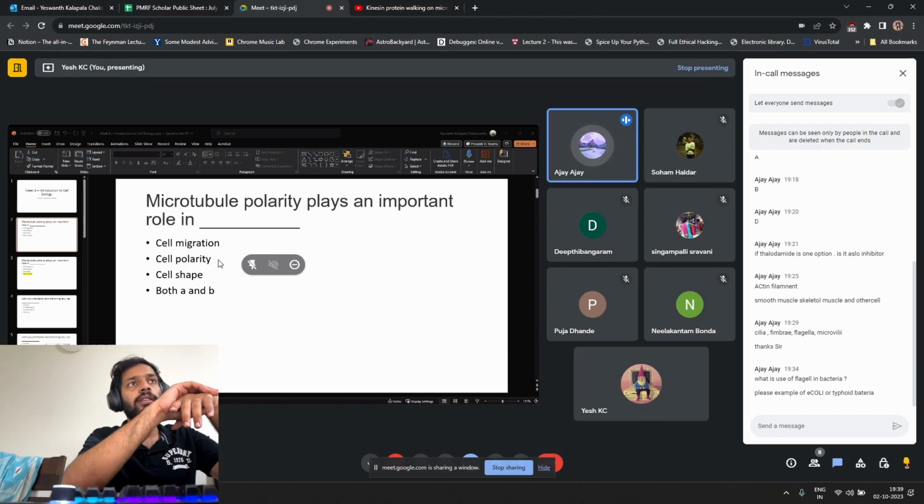Is the cell migration intracellular or intercellular? Not intercellular. Cell migration as in the cell moving from point A to point B. So the cell needs to have a sense of direction, right? If the cell has to move from point A to point B, it needs to have a sense of the direction in which it's going. There, the microtubule polarity comes into the picture and will help in the movement of the cell.